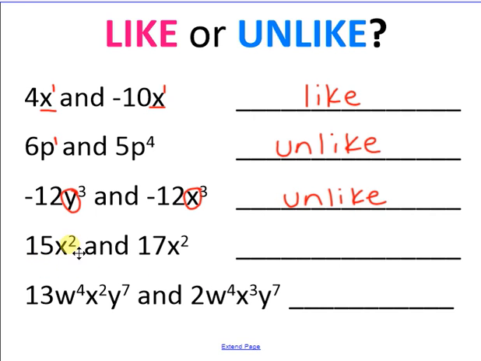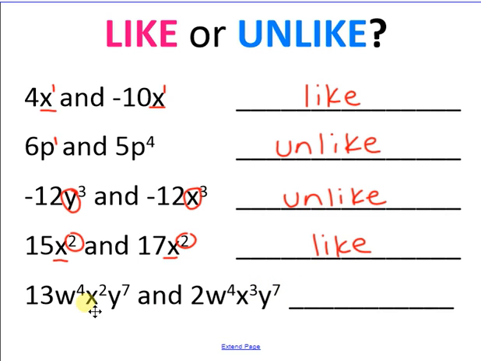Here we have 15x to the 2nd power and 17x to the 2nd power. The variables are the same, x, and the exponents are the same, 2 and 2. So these are like terms. I know this one looks complicated down here, but it's really not, I promise. So we have 13, w to the 4th, x to the 2nd, y to the 7th, and 2, w to the 4th, x to the 3rd, y to the 7th.